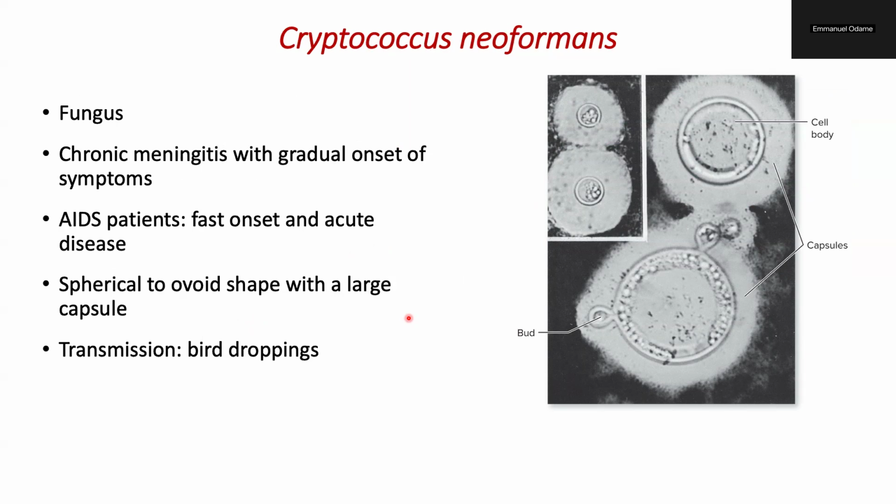It's widely spread in human habitat, and it's a chronic meningitis with gradual onset of symptoms. It's more popular among AIDS patients, with fast onset and acute disease, and this is mostly due to the immune system of these AIDS patients being less strong. And as you can see, they have spherical to oval shape with large capsules. So clearly you can see they have the spherical to oval shape and they have larger capsules than normal ones that we know.